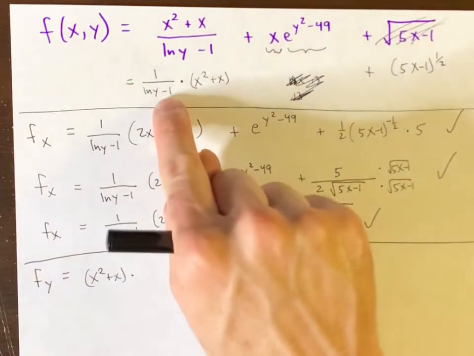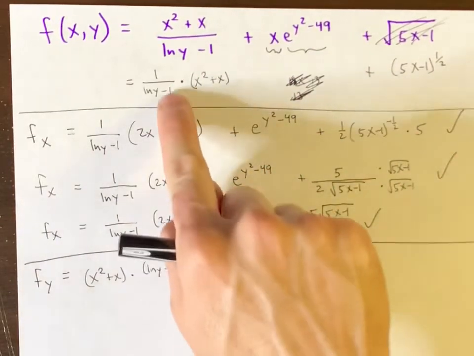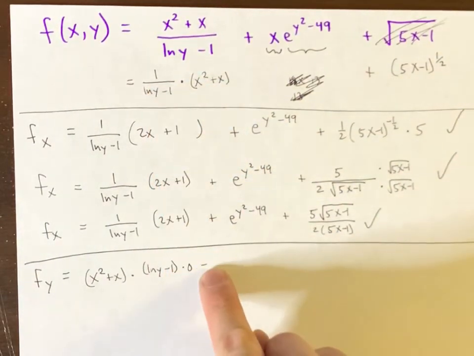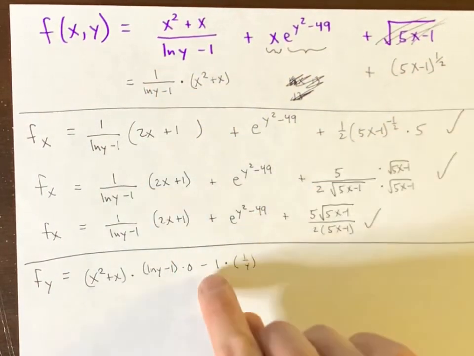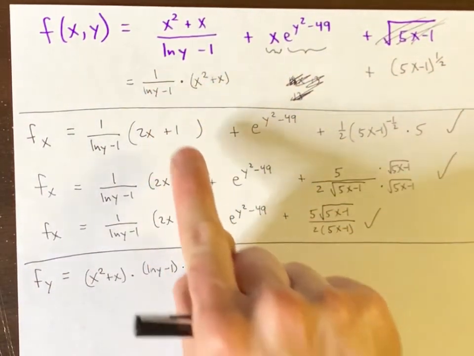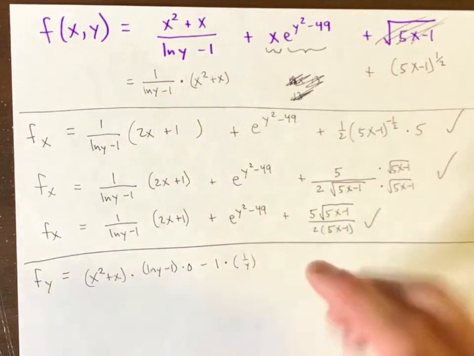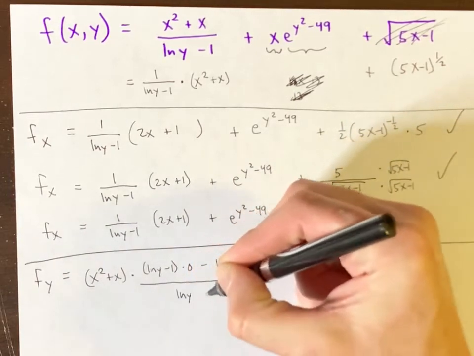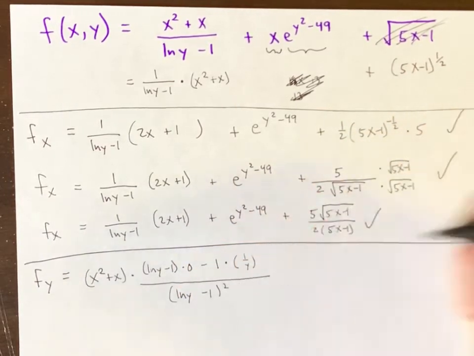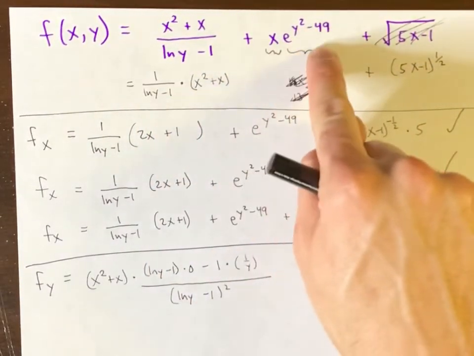So let's go bottom times the derivative of the top. Bottom is there, the derivative of 1 is 0, minus the top times the derivative of the bottom. So that's minus 1 times the derivative of the bottom. The derivative of that denominator is just 1 over y. And of course, the quotient rule says all over the bottom quantity squared. So that is the derivative of this piece here.